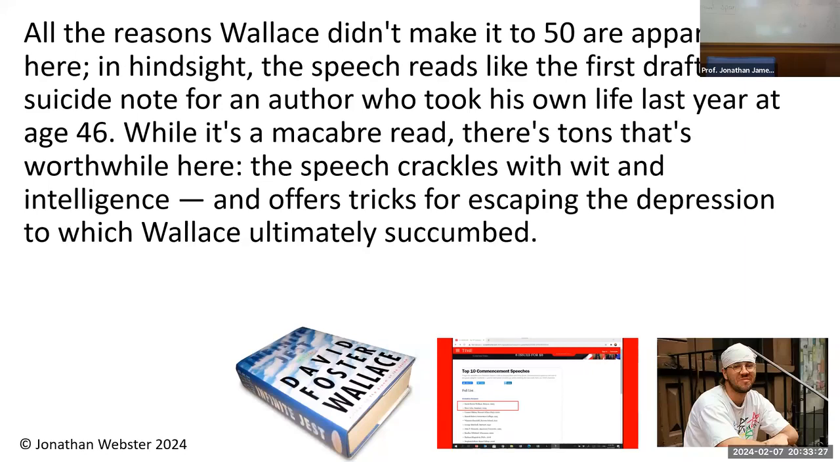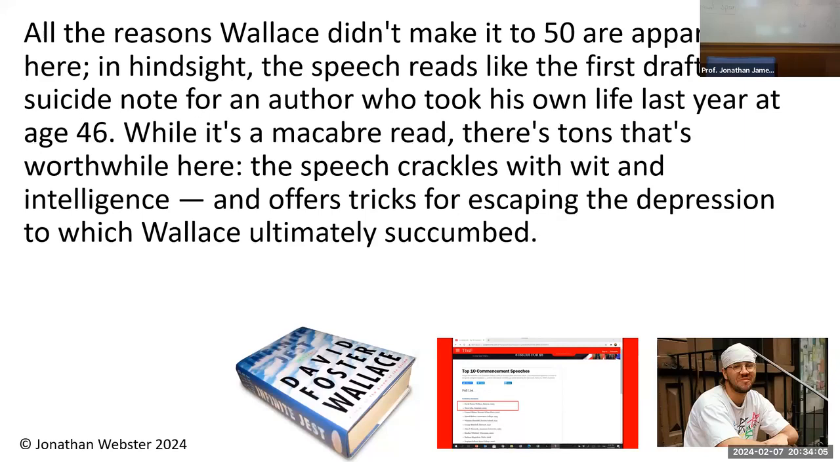All the reasons Wallace didn't make it to 50 are apparent here. He committed suicide, not immediately, but 2 years after his commencement speech. In hindsight, the speech reads like the first draft of a suicide note for an author who took his own life last year at age 46. While it is a macabre read, there's tons that's worthwhile here. The speech crackles with wit and intelligence and offers tricks for escaping the depression to which Wallace ultimately succumbed.